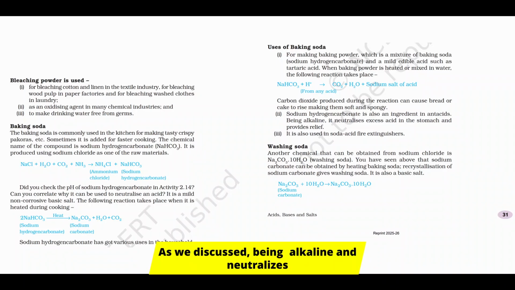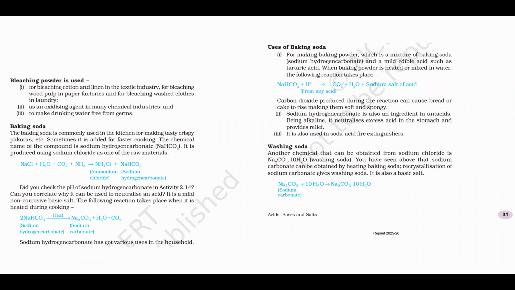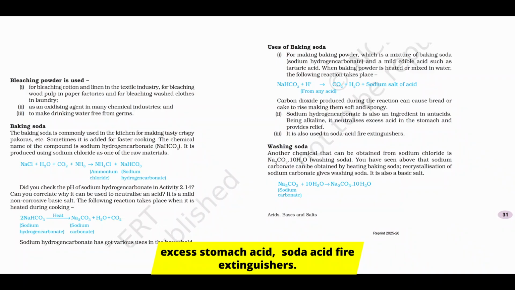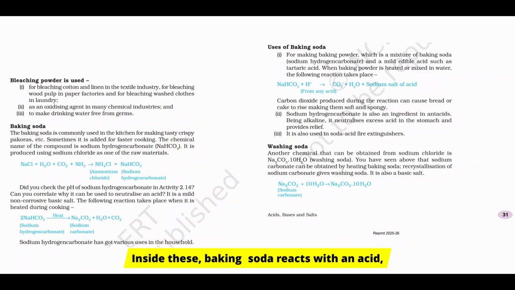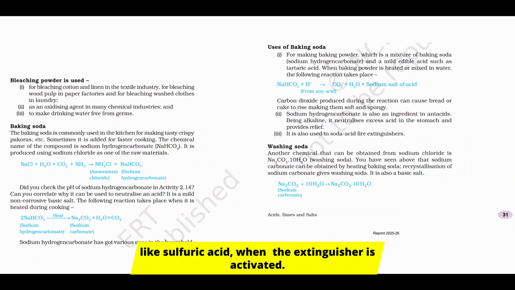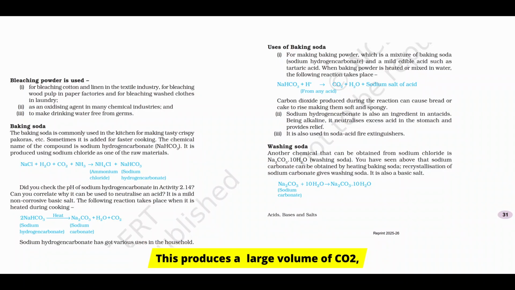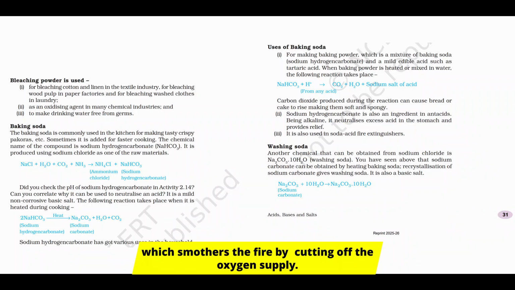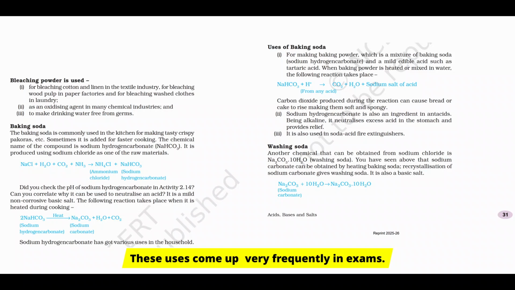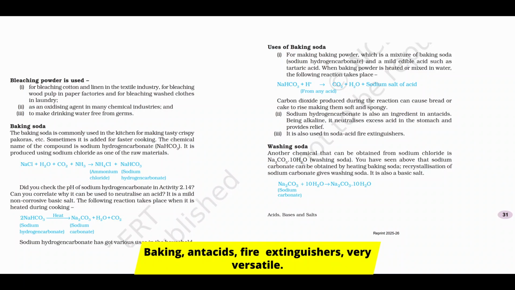Ingredient in antacids. As we discussed, being alkaline, it neutralizes excess stomach acid. Soda acid fire extinguishers: inside these, baking soda reacts with an acid like sulfuric acid when the extinguisher is activated. This produces a large volume of CO2, which smothers the fire by cutting off the oxygen supply. These uses come up very frequently in exams. Baking, antacids, fire extinguishers, very versatile.